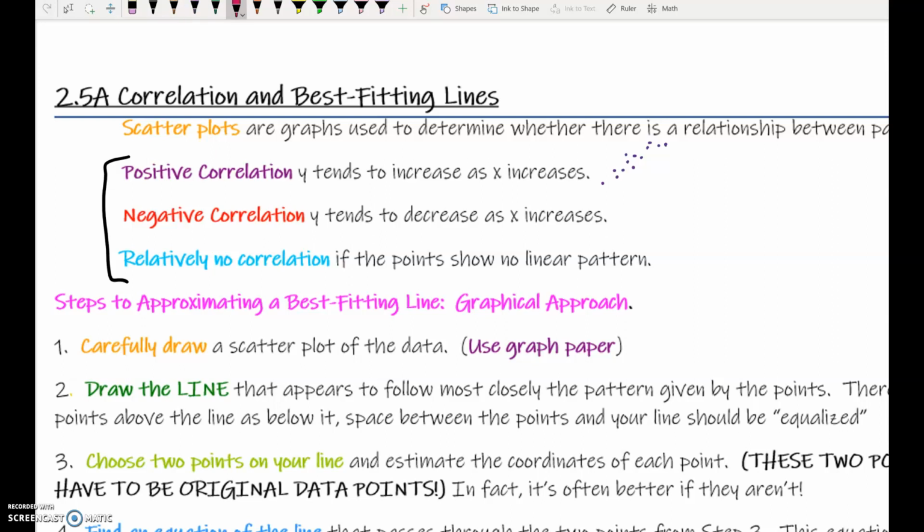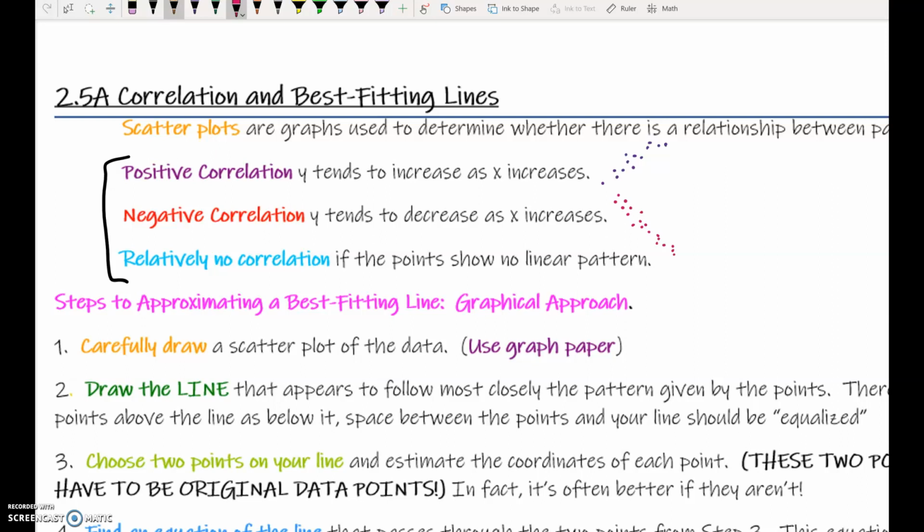correlation. A negative correlation happens when the y values tend to decrease as the x values increase. If the scattered points look like they have a negative slope, that is a negative correlation.